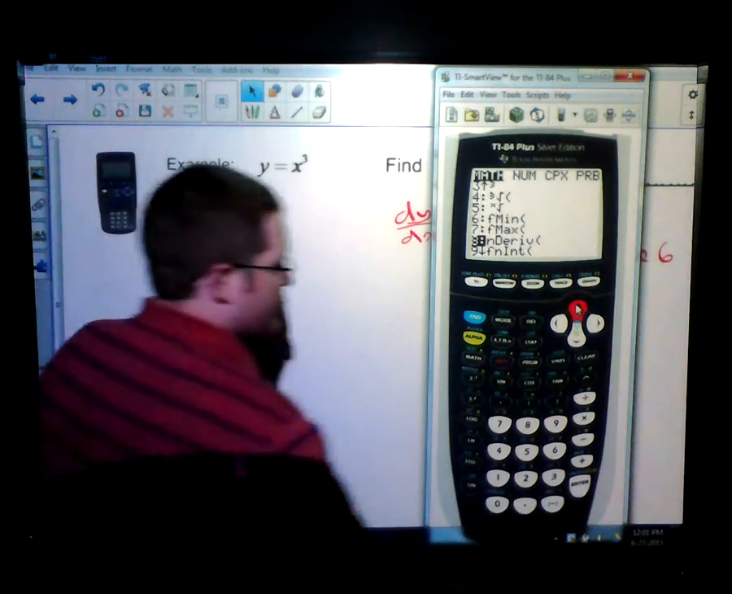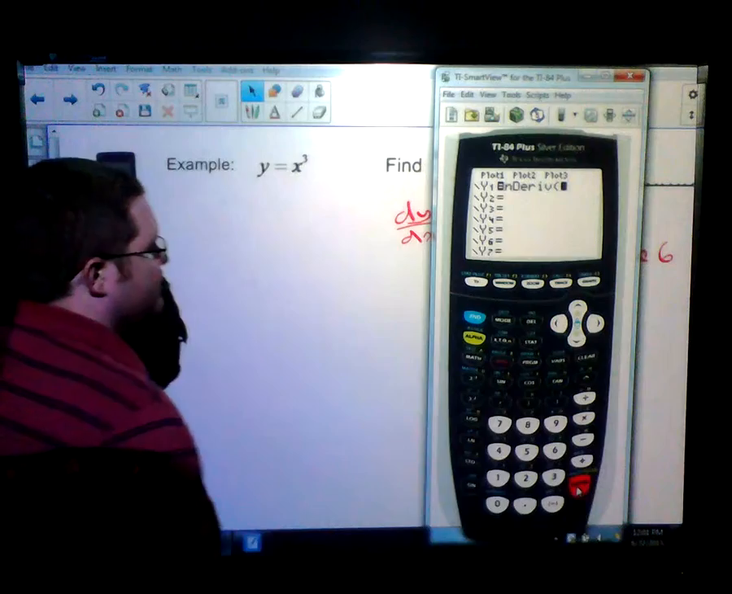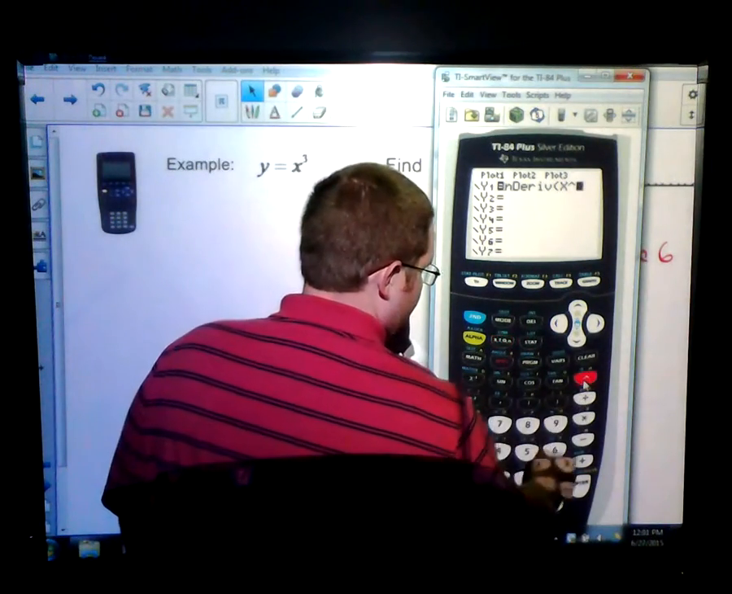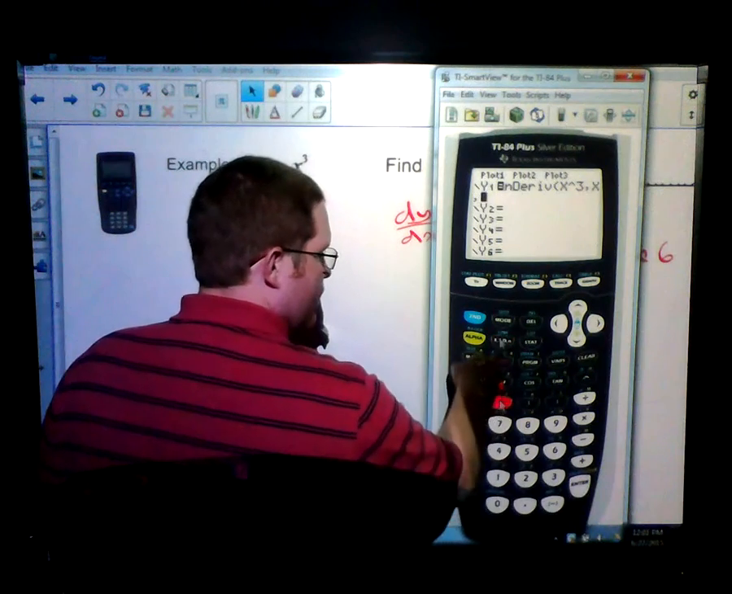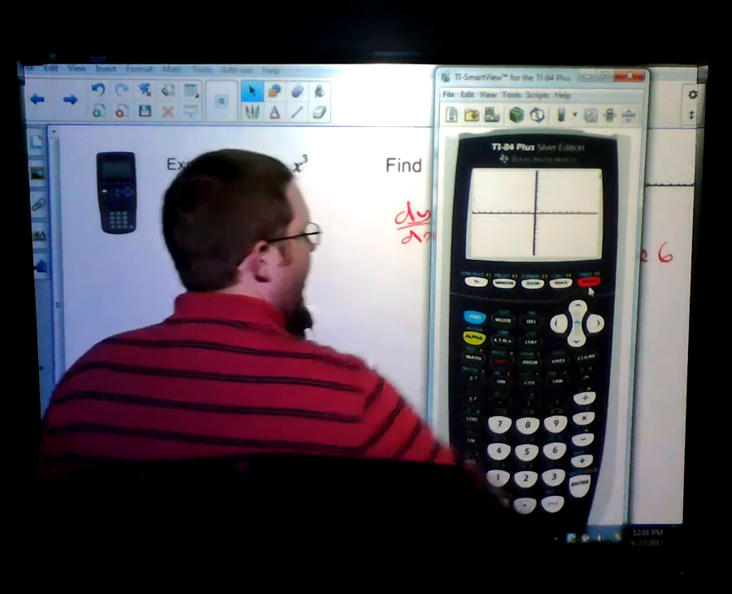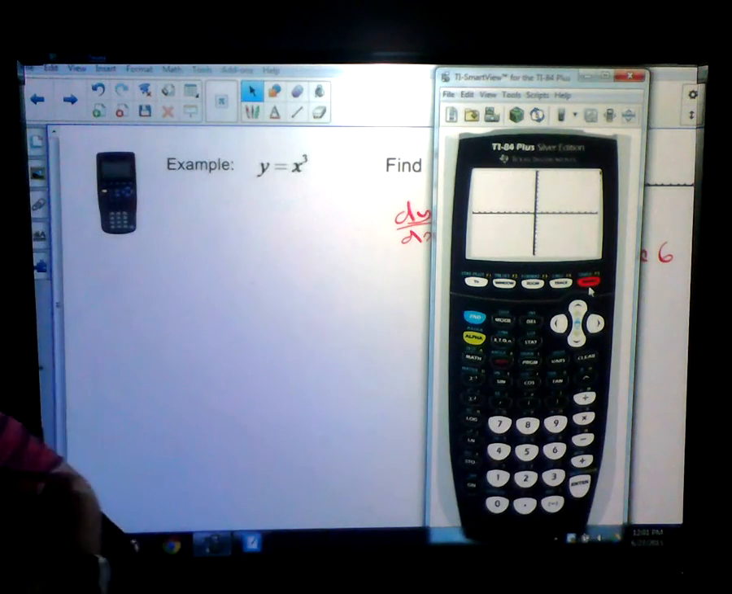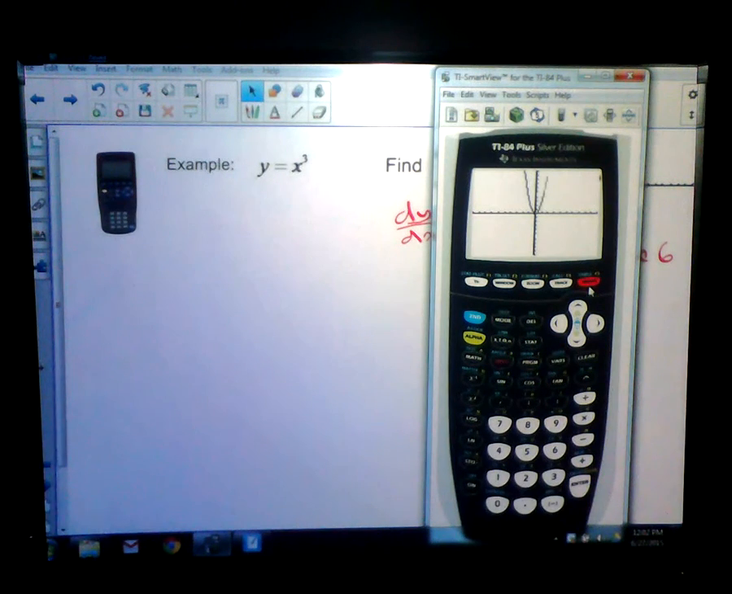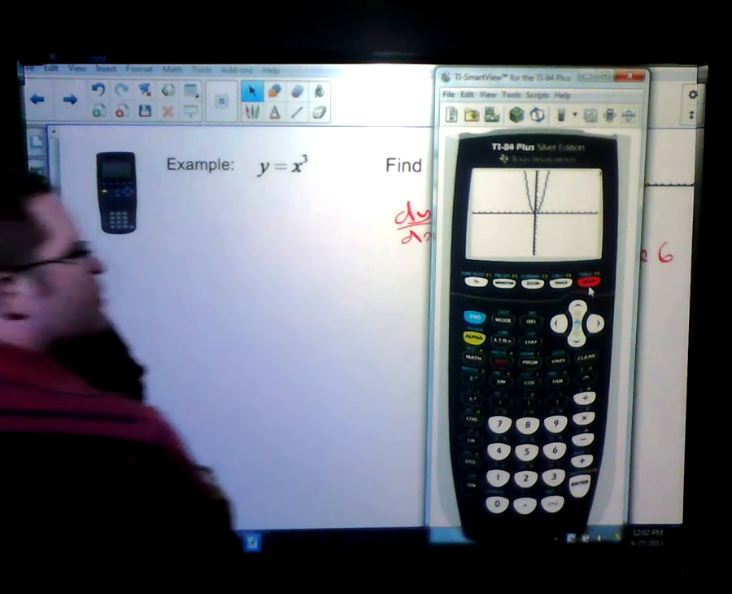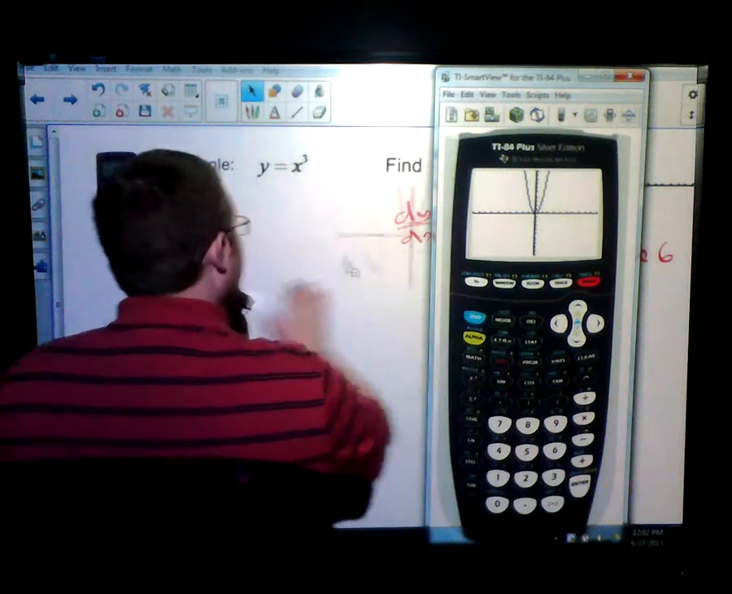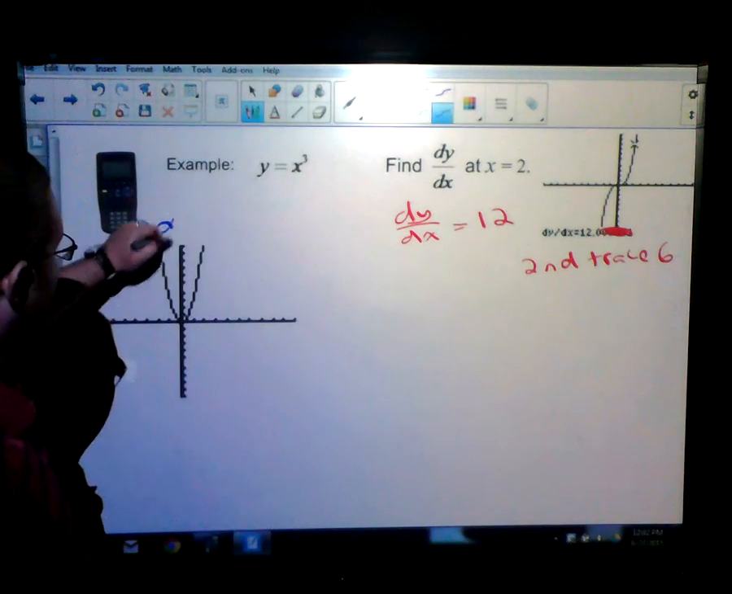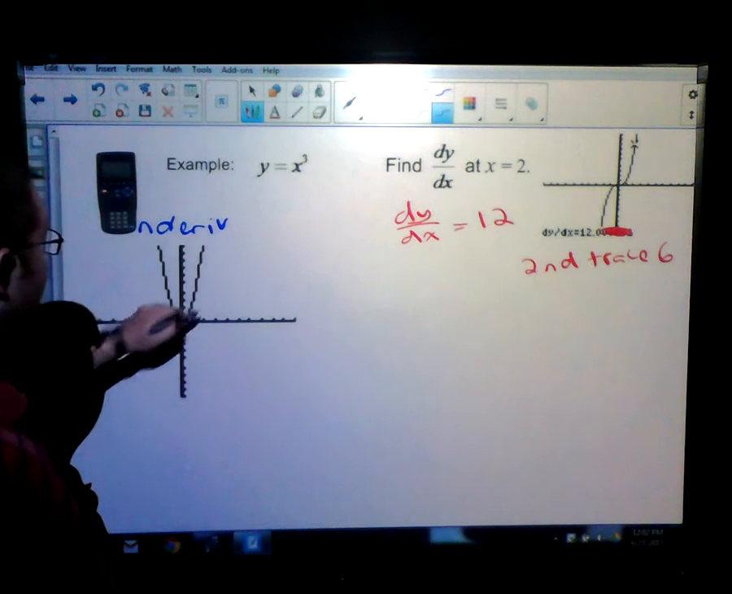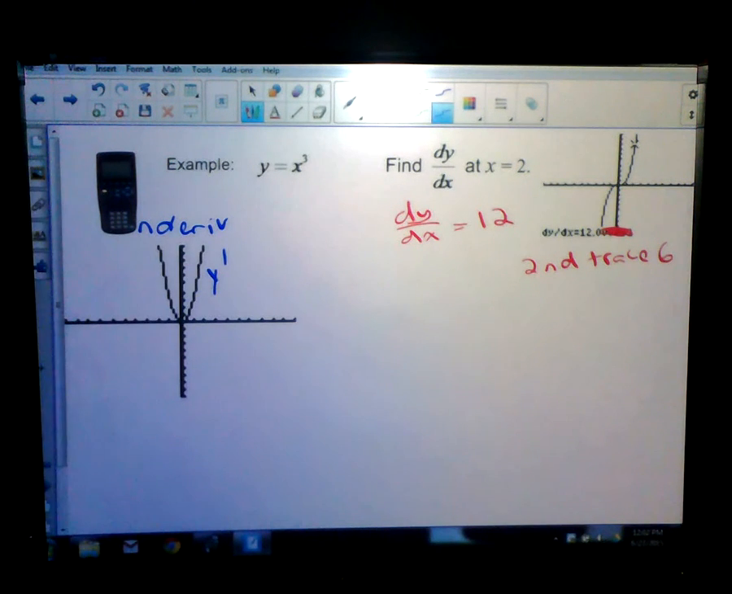I want the derivative of x cubed, comma, x, I don't know why, and now I graph it. What this is graphing is the derivative graph. So, this graph from nderiv, this is the derivative graph. This is the graph of y prime.